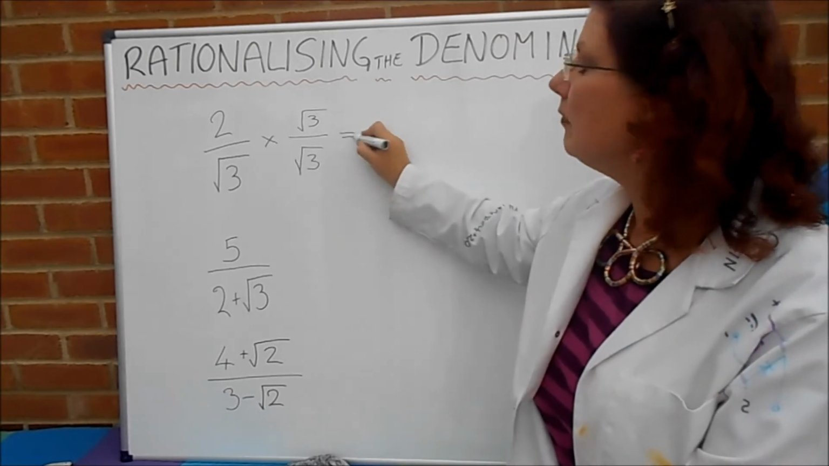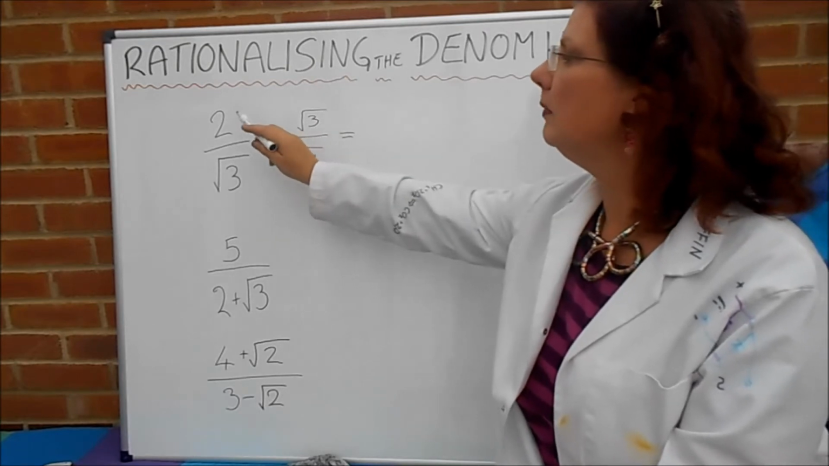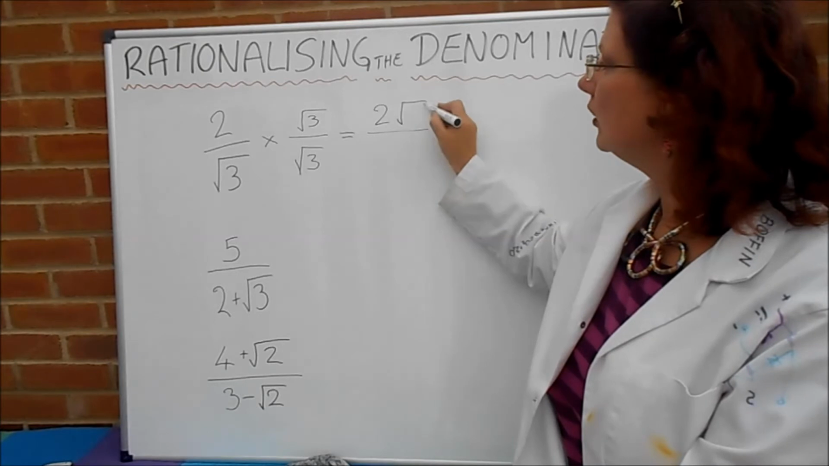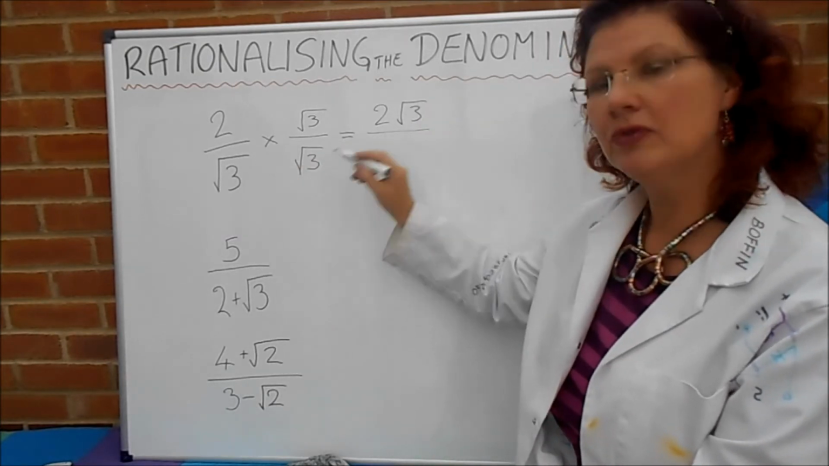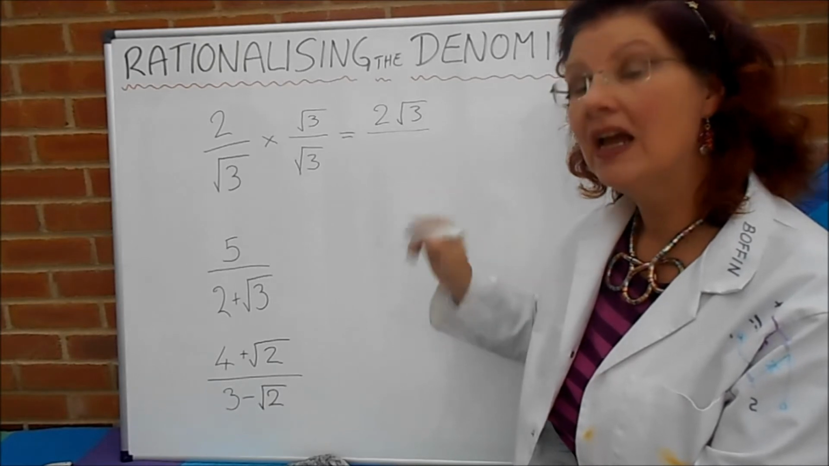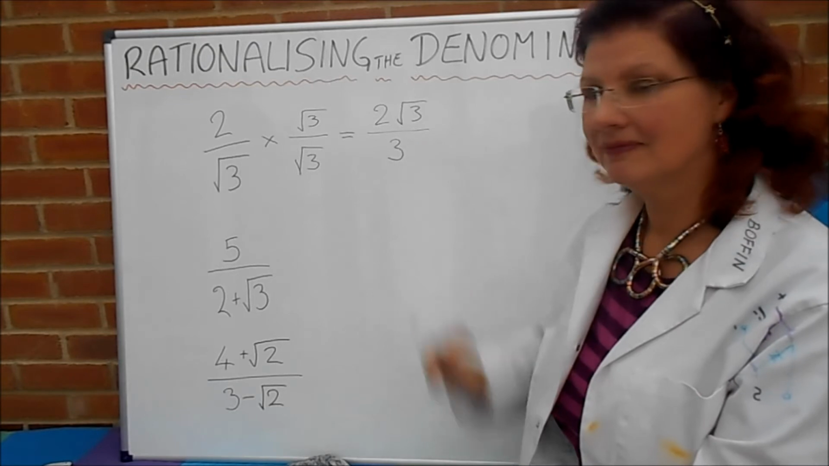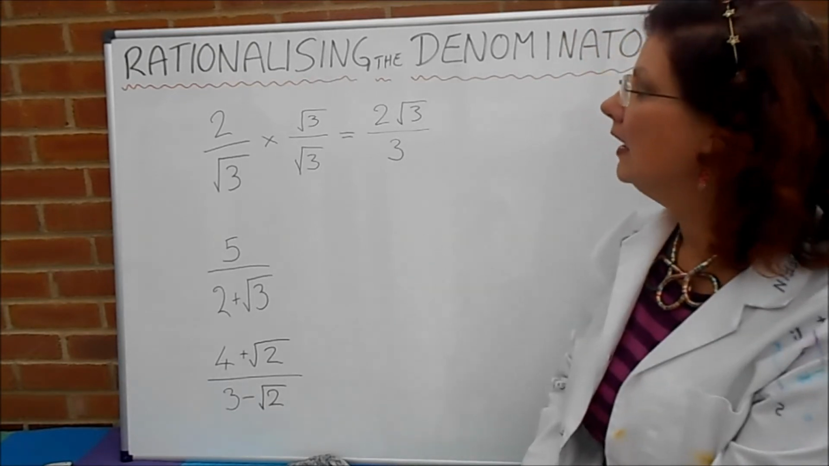So, remembering how to multiply fractions, we multiply across the top, we multiply across the bottom. The top becomes 2 lots of root 3, which is 2 root 3. And the bottom becomes root 3 times root 3. And root 3 times root 3 is 3. Please note it's not 9, it's 3. So there we go.